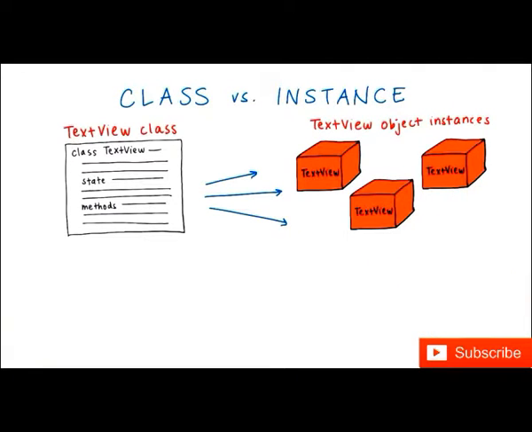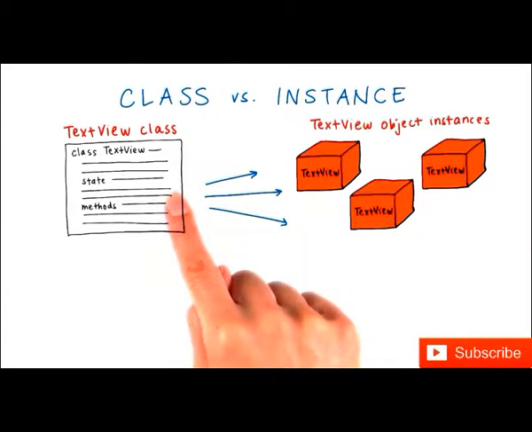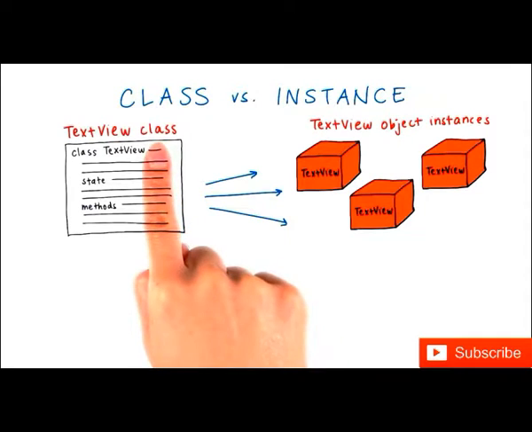And these could have a different text string value, like this one could hold text that says hello, and this one could hold text that says goodbye. They could have different font sizes, different text colors, and etc. However, they're all based off of the class template. You may find it hard to distinguish between a class and an object instance, but that's okay. It takes some time to get used to.